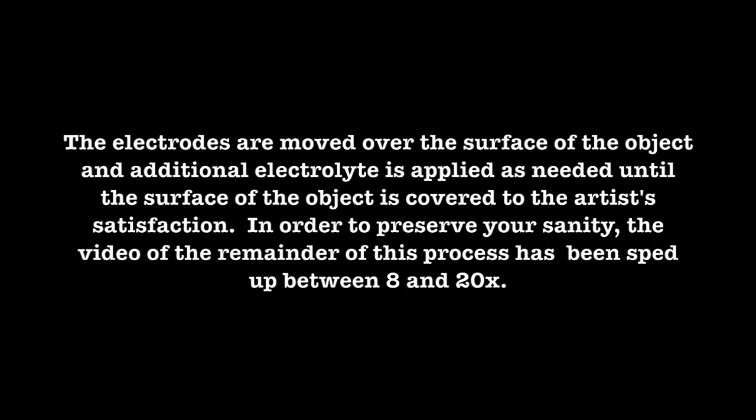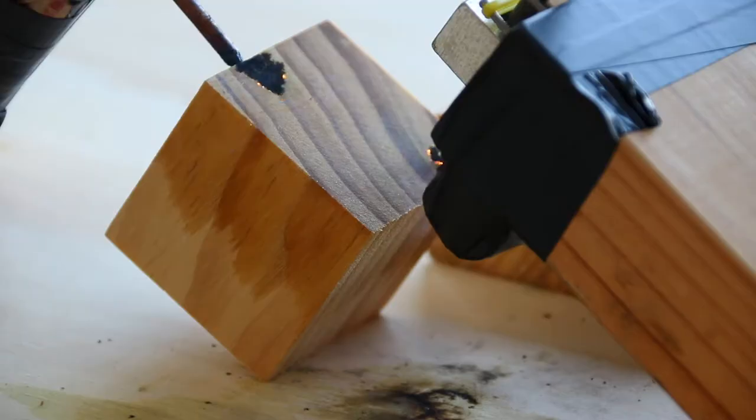The electrodes are moved over the surface of the object and additional electrolyte is applied as needed until the surface of the object is covered to the artist's satisfaction. In order to preserve your sanity, the video of the remainder of this process has been sped up between 8 and 20 times.